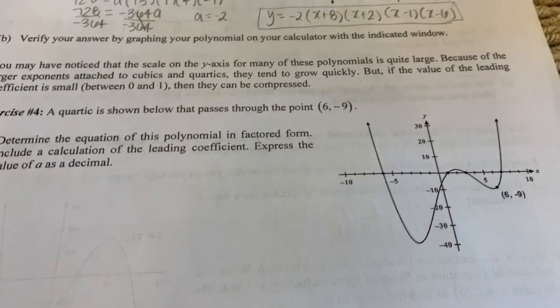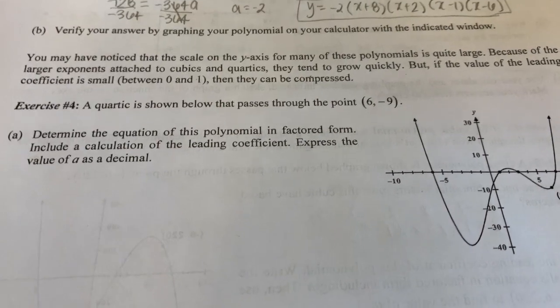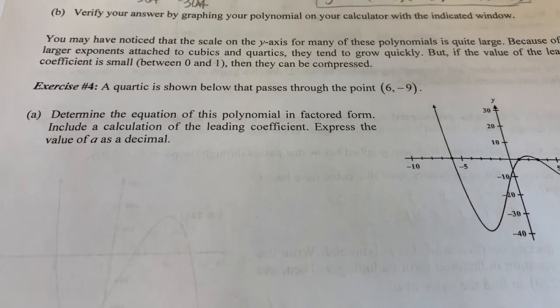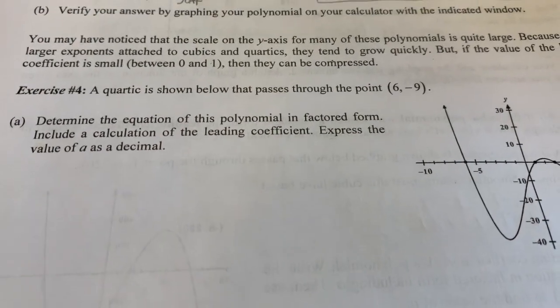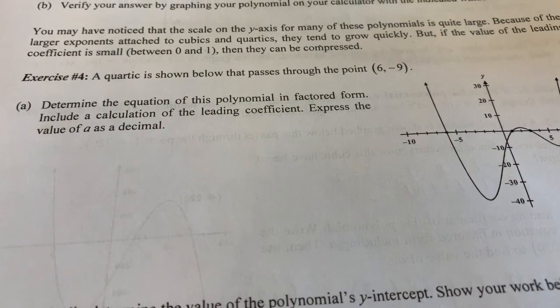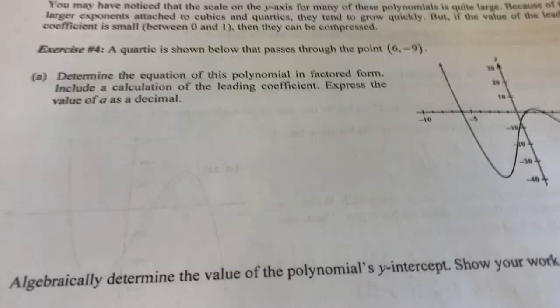So if the value of the leading coefficient is small, between 0 and 1, then they can be compressed. So we're going to look at a quartic here. This one is passing through the point (6, -9). So as you can see, this scale is much, much smaller.